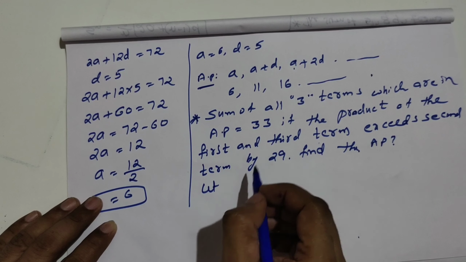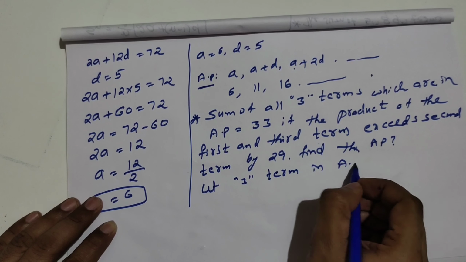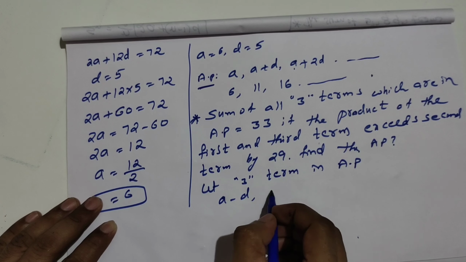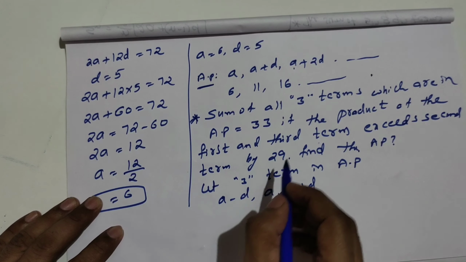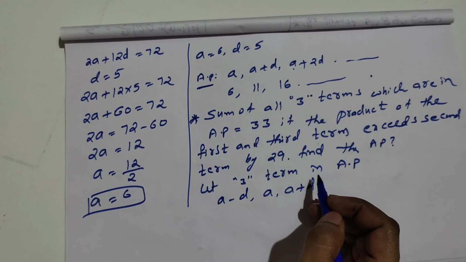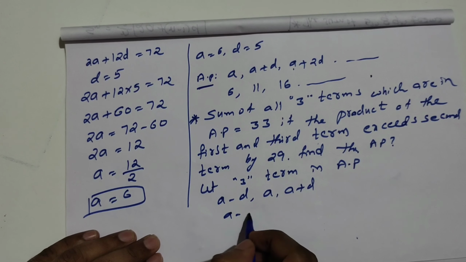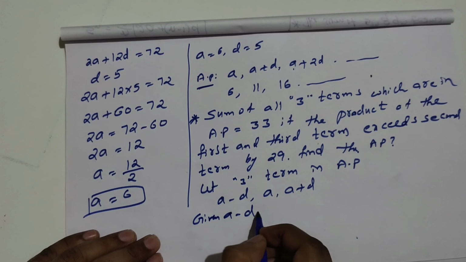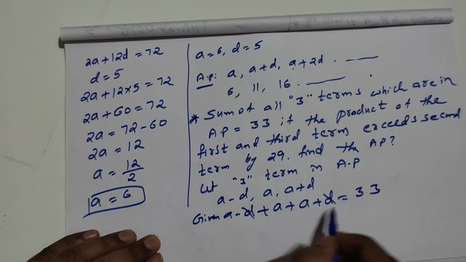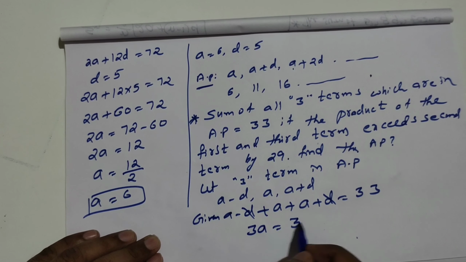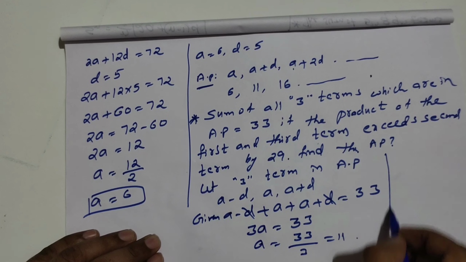So let us assume the first three terms in AP. Generally we have to take a minus d, a, a plus d. By this we can easily get the relation: the sum of the AP is 33. So a minus d plus a plus d is equal to 33. The d's cancel, we get 3a is equal to 33. Then a is equal to 33 by 3, and simply we get 11.